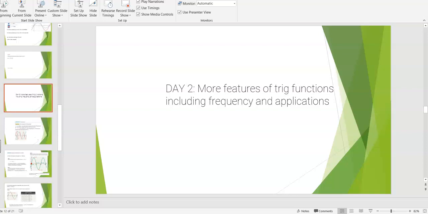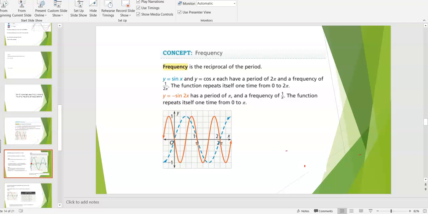This is day 2 of topic 7.4, and we are going to look at frequency as a feature of sine and cosine functions, and we're going to look at an application where we can actually create a graph and then create the function from that graph or the data table that we have. So frequency, by definition, is the reciprocal of the period.